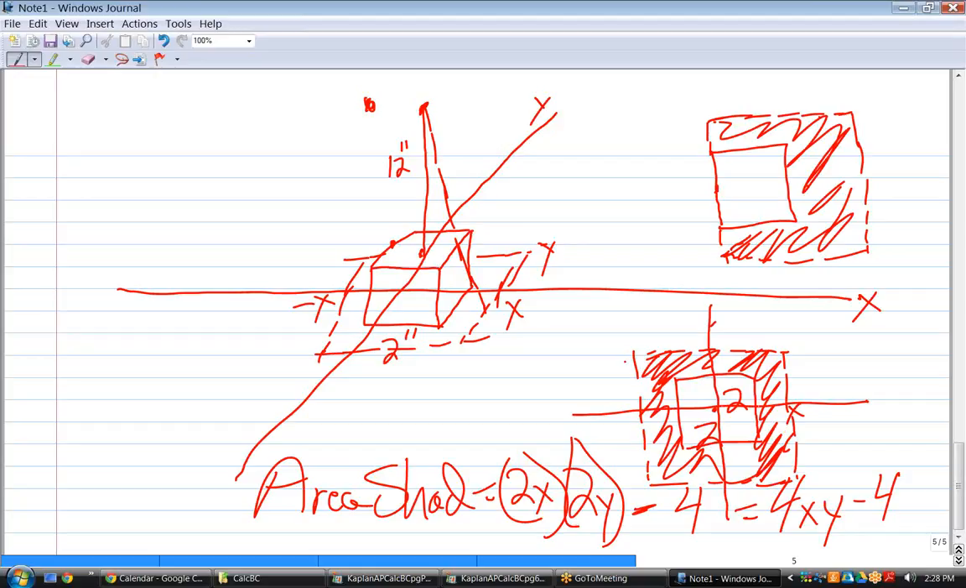So this outside rectangle has a base of 2x. In other words, it's 2x from here to here. And it's 2y from there to there. So the dimensions of that outside square are 4xy. The dimensions of the inside square are 4. So the area of the shadow is 4xy minus 4. Okay, yeah, I'm with you. Okay. All right.